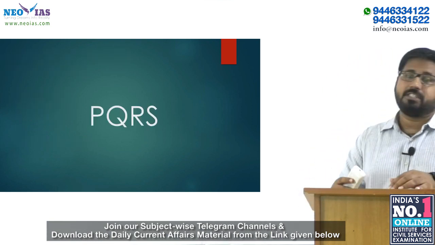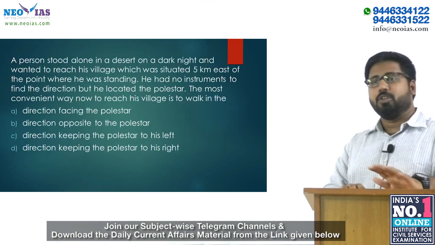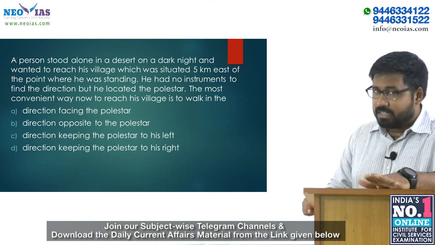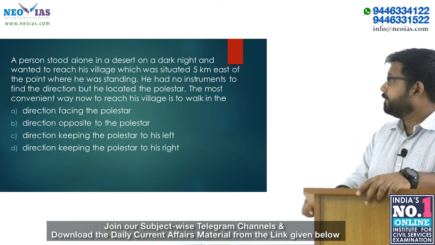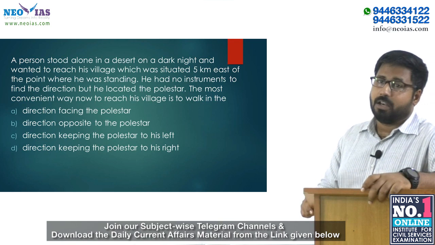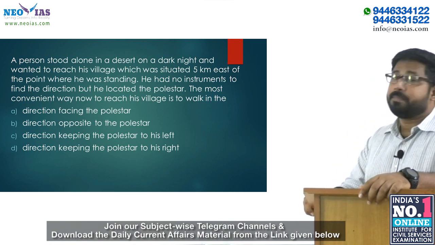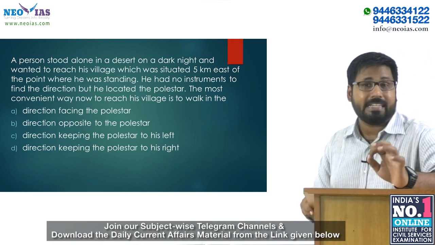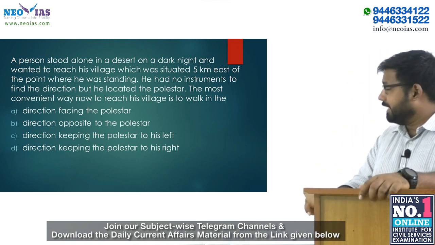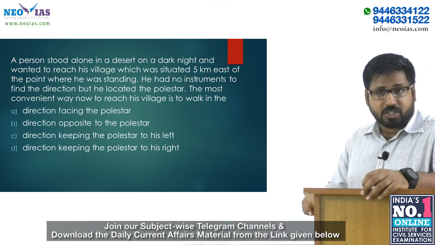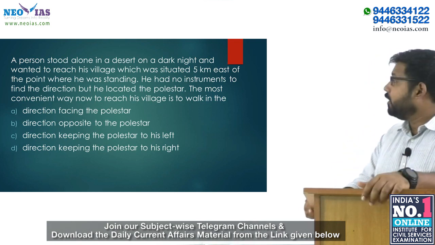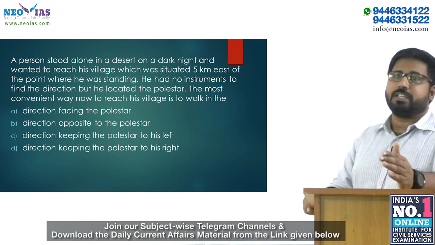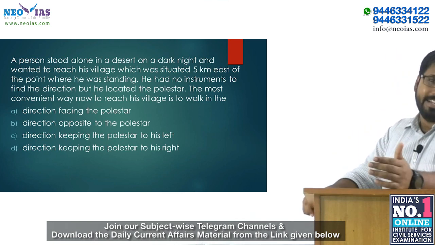Now we'll be coming to the previous year question revision series. This is a new question and I want you all to do it yourself and write down the answer in the comment section below. I'll read out the question. A person stood alone in a desert on a dark night and wanted to reach his village, which was situated 5 kilometers east of the point where he was standing. He had no instruments to find the direction, but he located the pole star. The most convenient way now to reach his village is to walk in which direction?